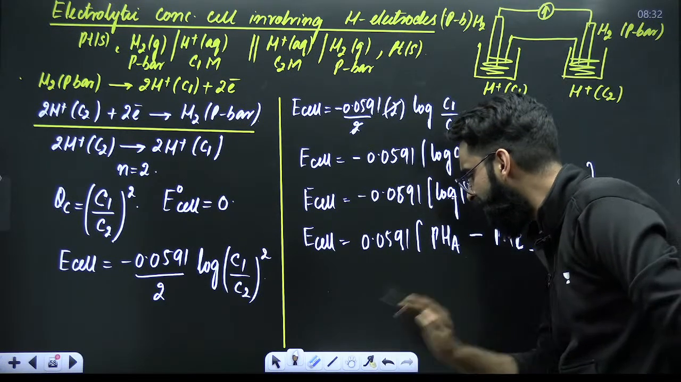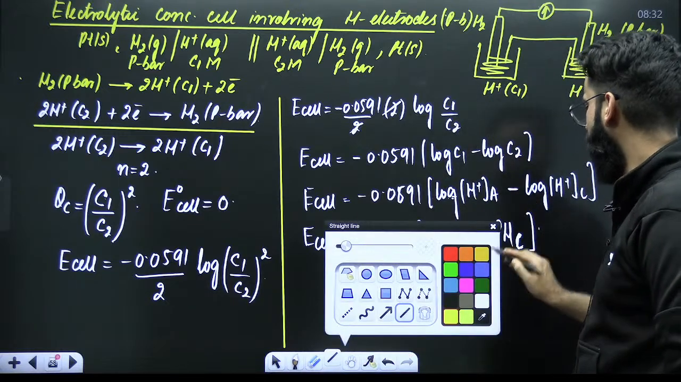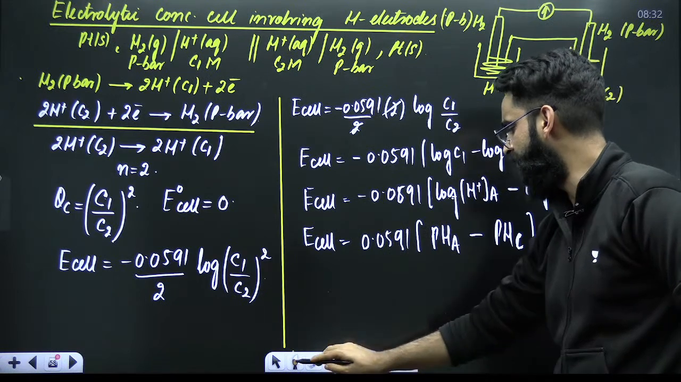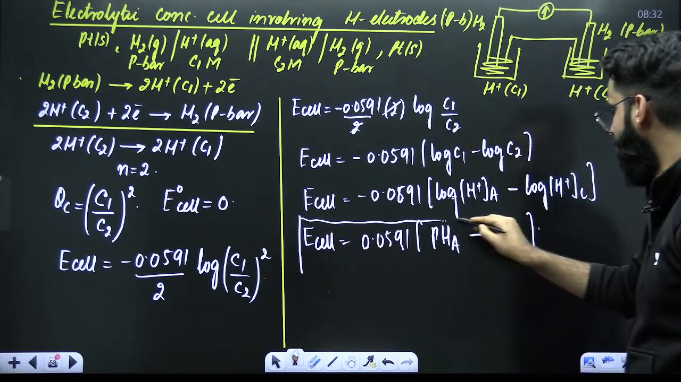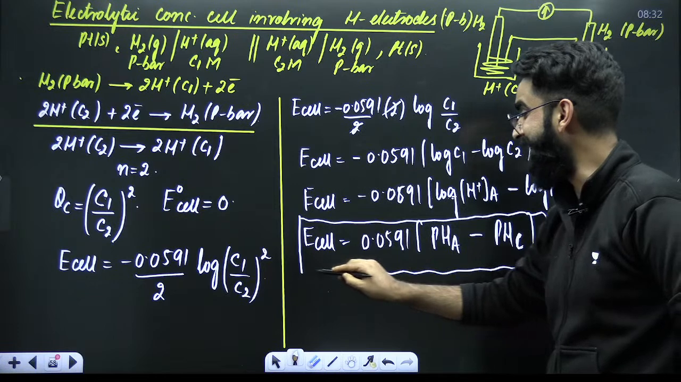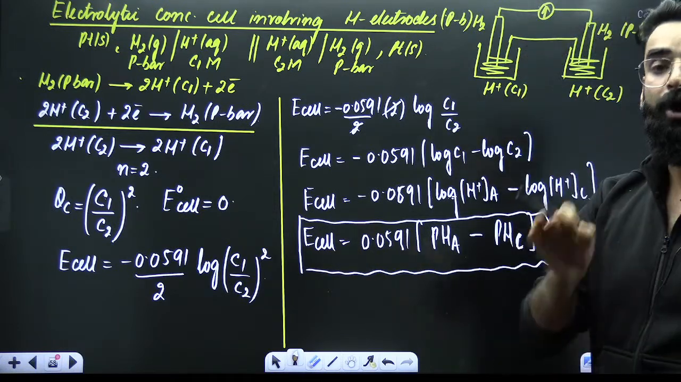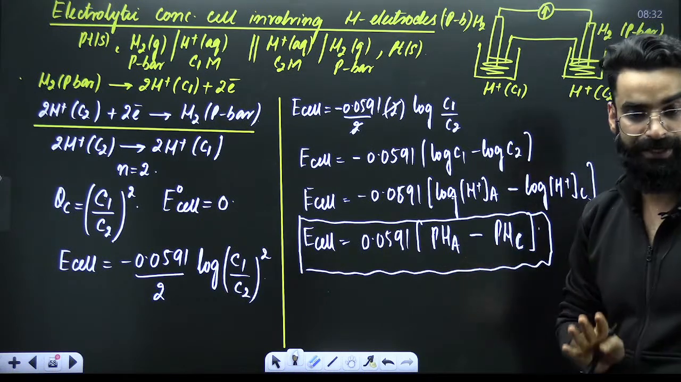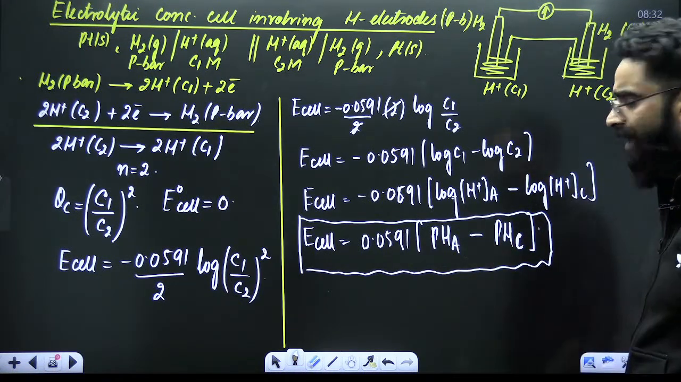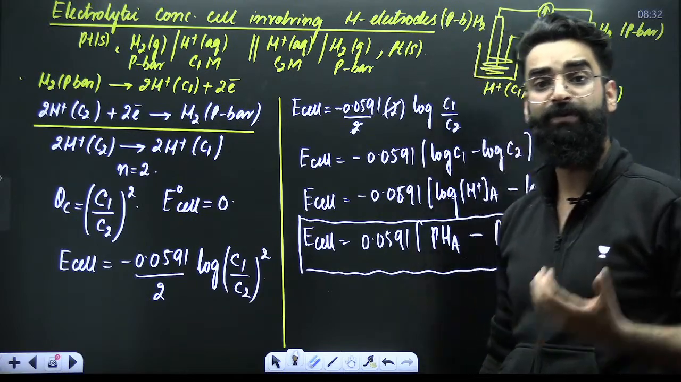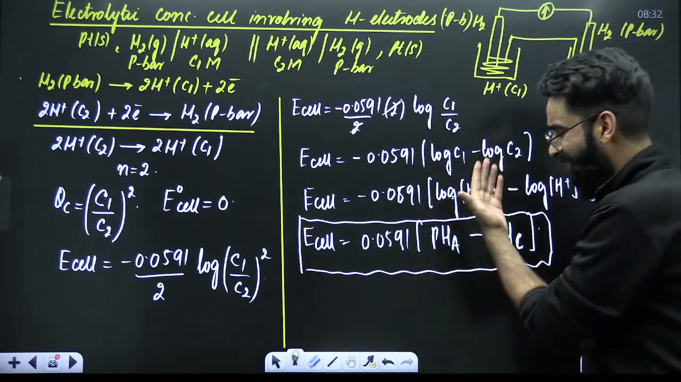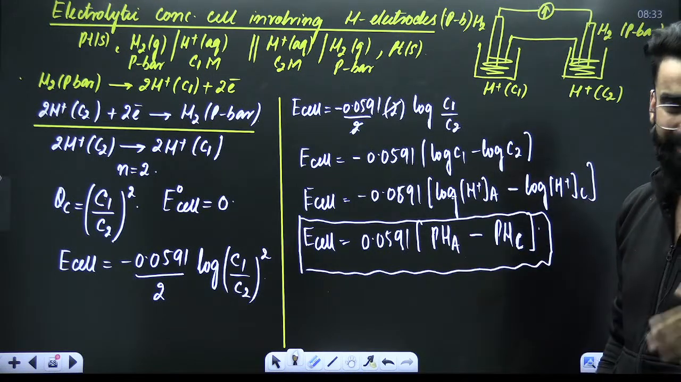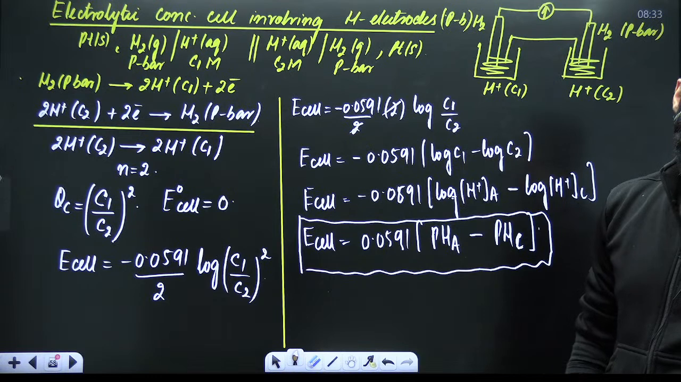So, this is the general expression, my dear students, which you are going to remember from now on. And this particular equation to calculate E cell, it is valid for all the electrolytic concentration cells, which involves the hydrogen electrodes. Okay. Now, what exactly were we supposed to do? We were supposed to form a condition which this cell should follow such that it behaves like a normal galvanic cell. And in case of normal galvanic cell, the current is from cathode to anode, right?